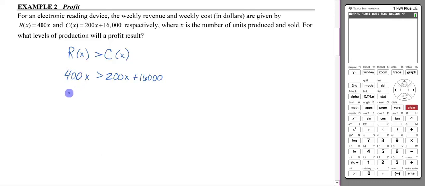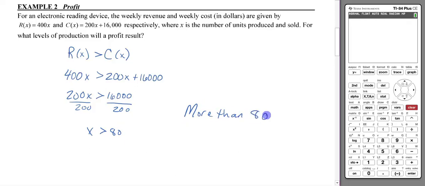We're going to subtract 200x from both sides, then divide both sides by 200, and x is greater than 80. So we say more than 80 units must be produced and sold to have a profit.